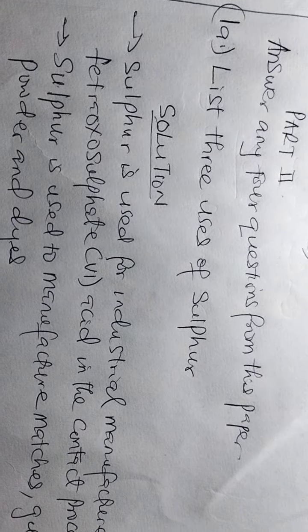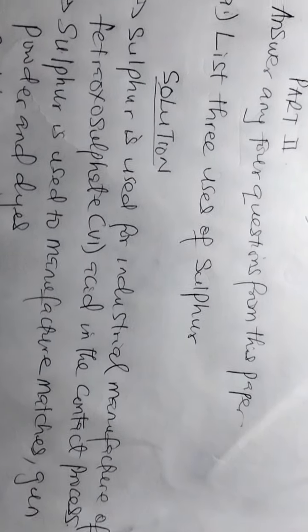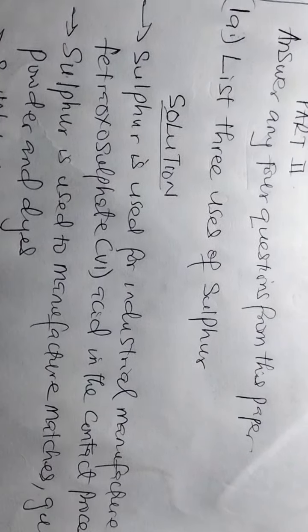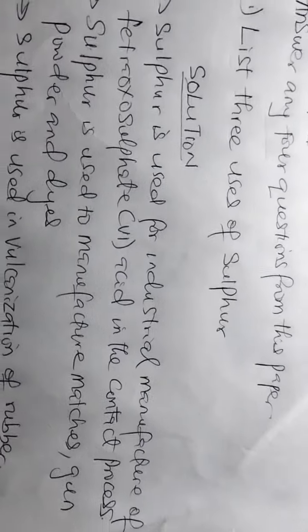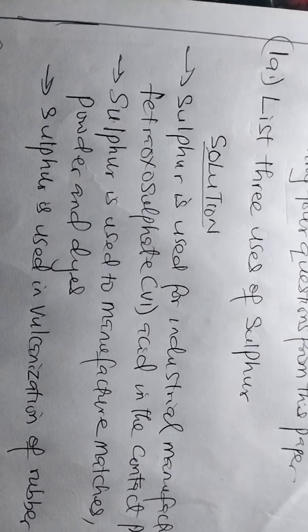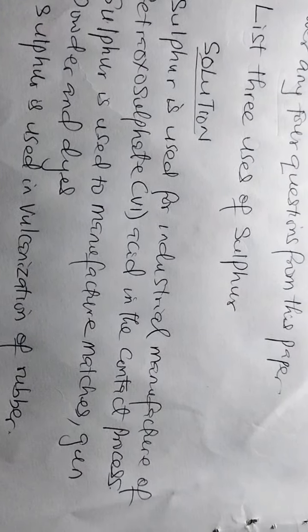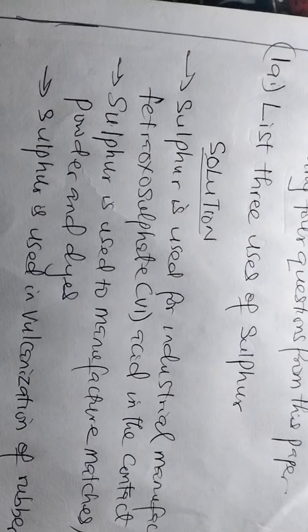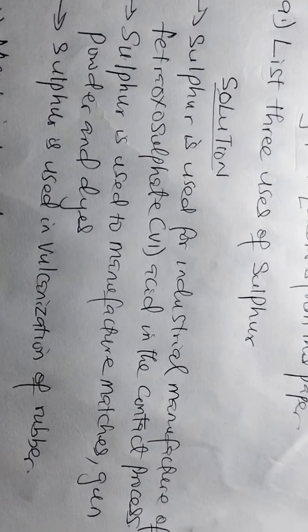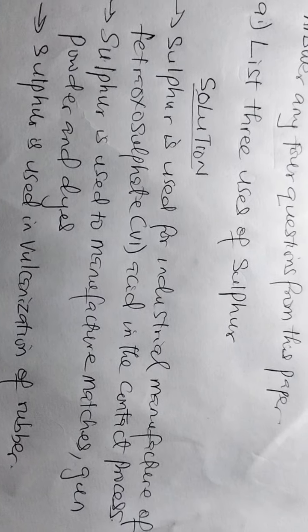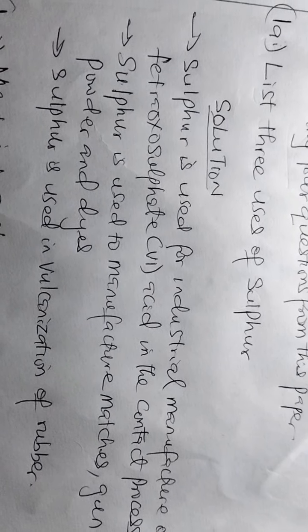Sulfur is used for industrial manufacture of sulfuric acid in the contact process. Sulfur is used to manufacture matches, gunpowder, and dyes. Sulfur is used in vulcanization of rubber. Say any of these 3 uses.